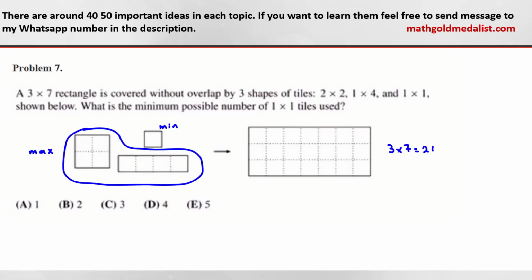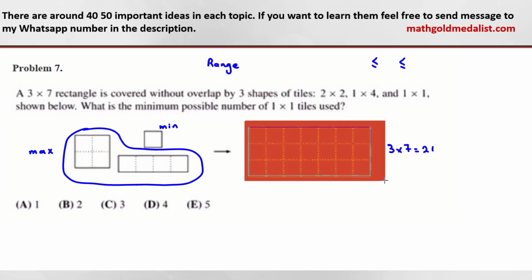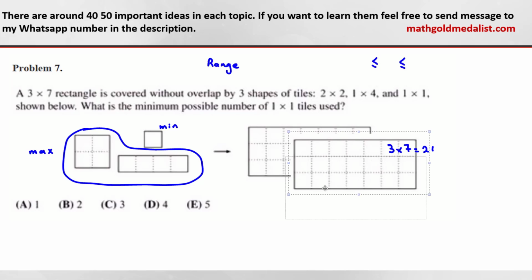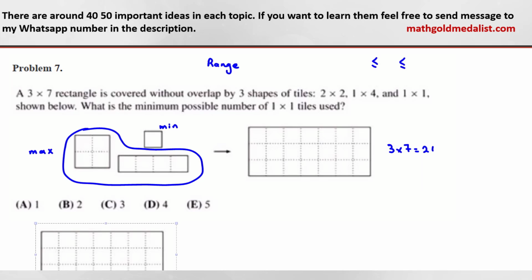We can say these two tiles can cover at most how many cells? Let me tell you, because we should consider range, one part is with example, one part is with proof. Okay, for example, let's try to use one example. Let me copy this one.